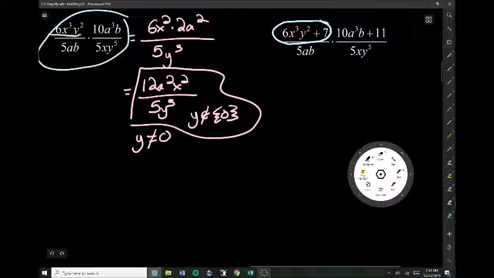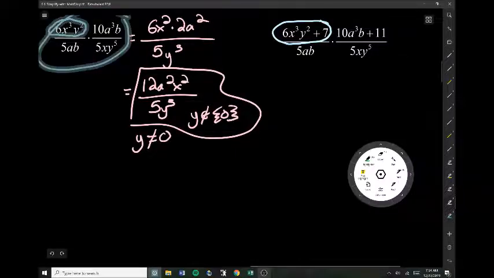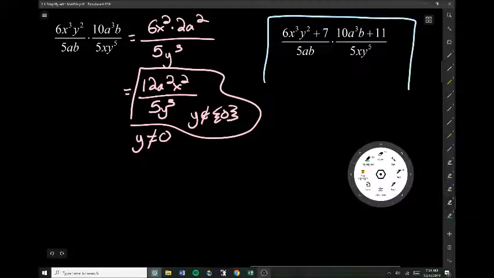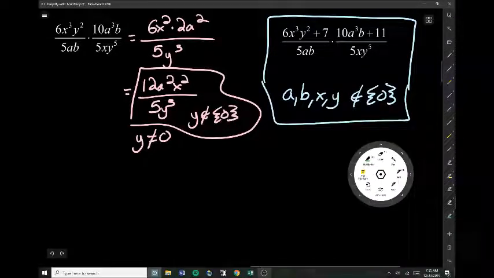Now, this was also one single term, but it was one single term that was actually broken into separate factors because everything was in terms of multiplication. Throw in some addition and you can't cancel anymore. So this is already simplified, and we'd have to state that a, b, x, and y all cannot be in the set of 0, because if any of those are 0, you're dividing by 0, and that's undefined.